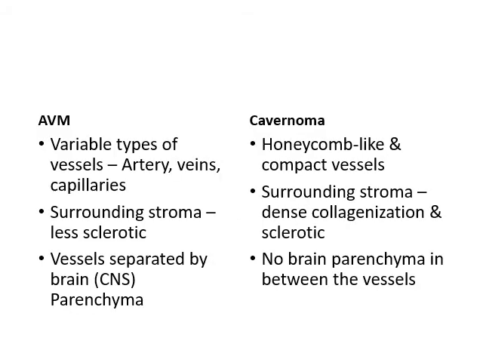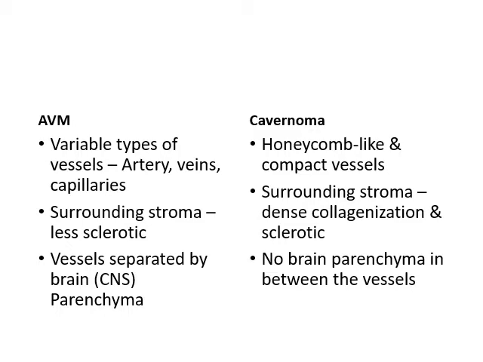For AVM, you can see there's a variable type of vessels. Like in this case, we can see arteries and also veins and also capillaries. But in cavernoma, it's more honeycomb-like. The vessels are arranged in honeycomb-like structures, and it's composed of very compact, thin wall vessels.